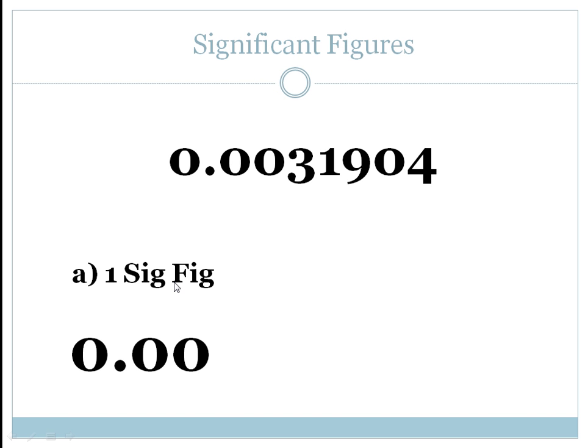Alright, so 0.0031904, I want 1 sig fig. Now I start to the left and work my way to the right. These zeros are not significant. I have to write them as placeholders, but the first significant digit I come to is a 3. So then I look at the number to the right. That number doesn't round the 3 up, so then I put a 3.